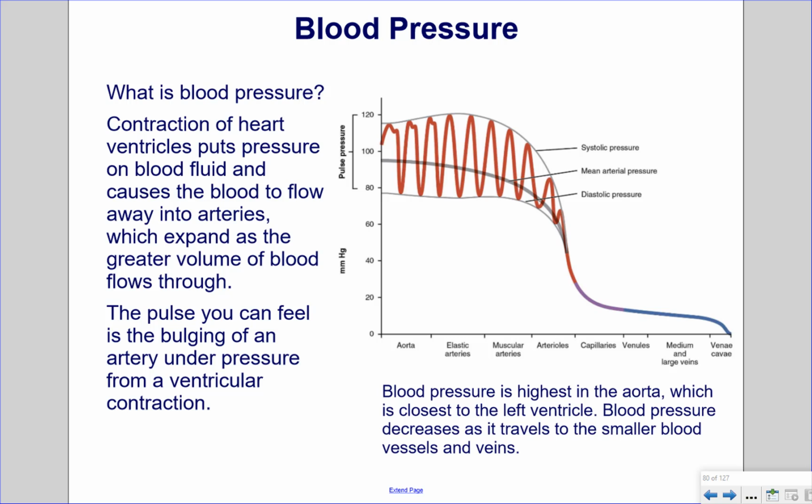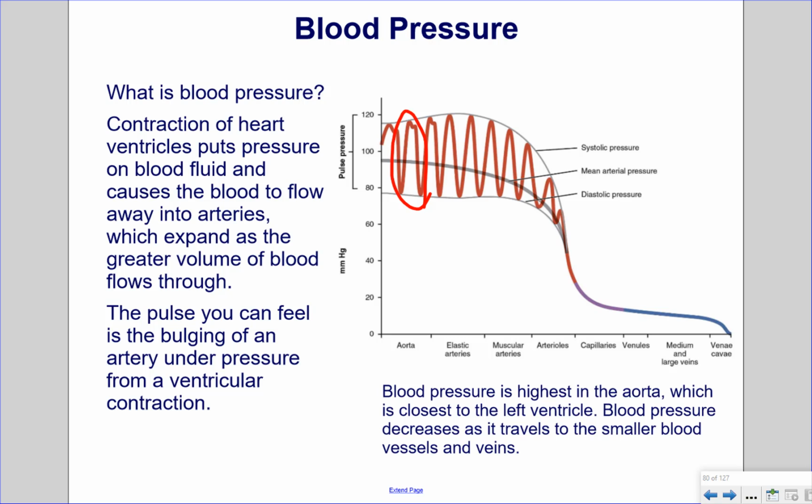Blood pressure. What is blood pressure? Contraction of heart ventricles puts pressure on blood fluid and causes the blood to flow away into arteries, which expand as the greater volume of blood flows through. The pulse you can feel is the bulging of an artery under pressure from a ventricular contraction. Blood pressure is highest in the aorta. That's over here. Blood pressure is highest there because it's closest to the left ventricle.